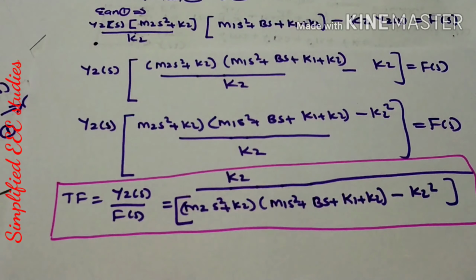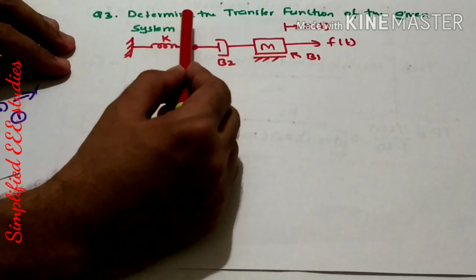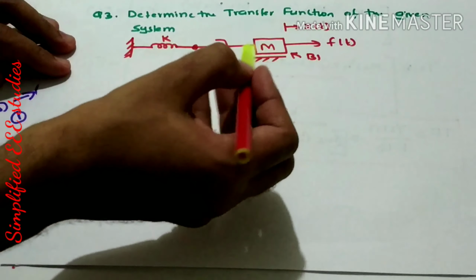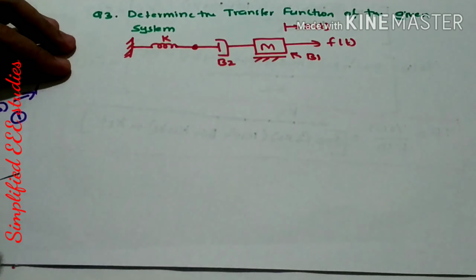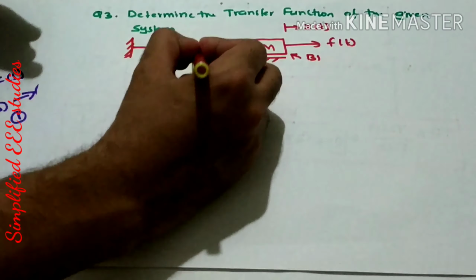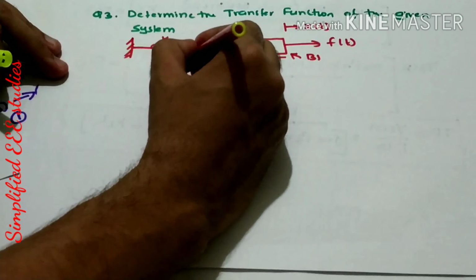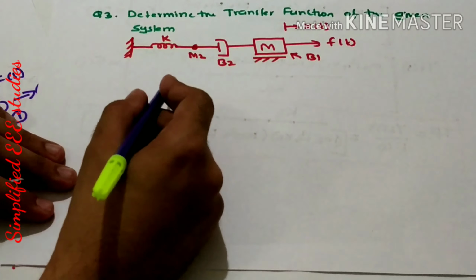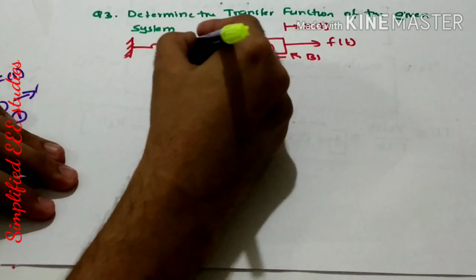Okay, we could model the entire system in terms of a transfer function. Next question is, determine the transfer function of the given system. There is one figure in that you need to calculate the transfer function of the corresponding physical system. We are having mass m. Here there is one node you can observe, let it be m2. First and foremost thing, let us draw the free body diagram of individual bodies. I will be drawing the free body diagram of this one, m2.